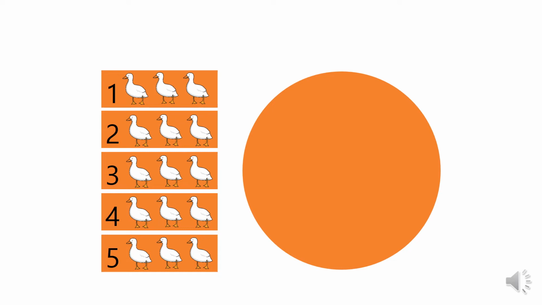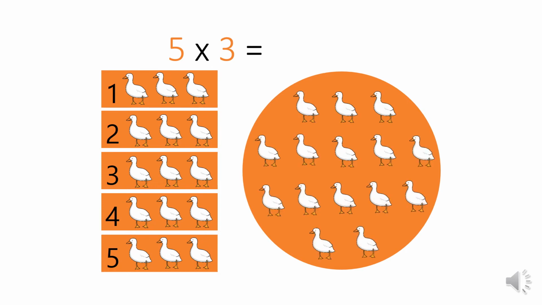How many are in each group? 1, 2, 3. 5 groups of 3, 5 times 3. I could count them in threes to work out my total. 3, 6, 9, 12, 15. I've got 15 geese in total.